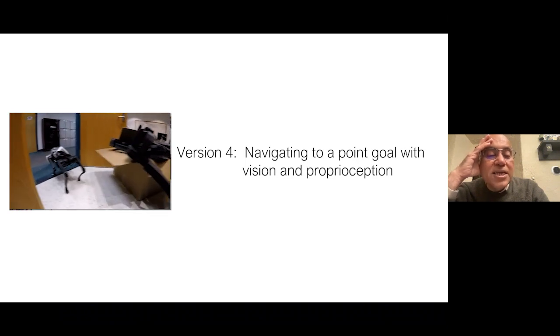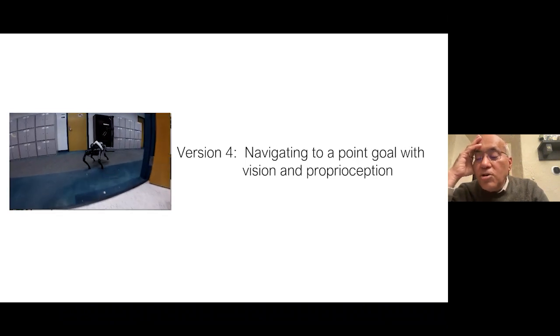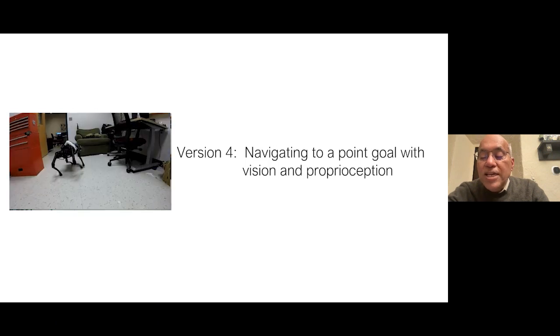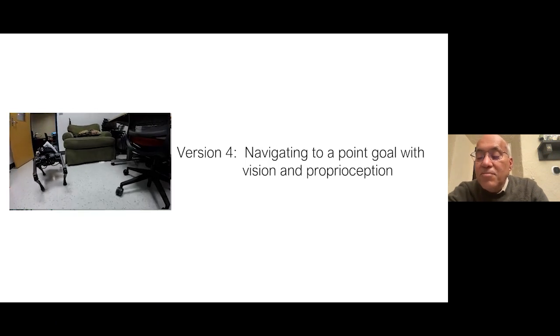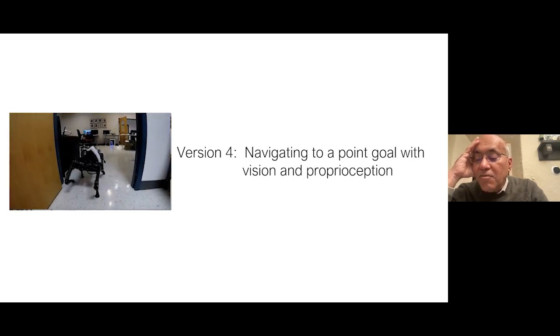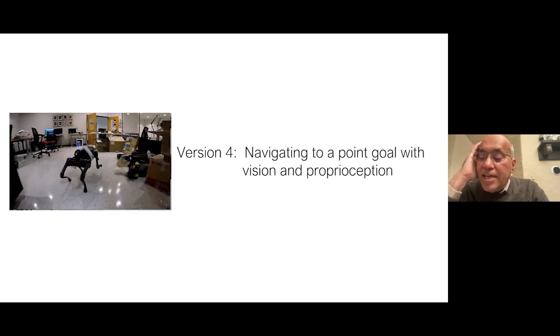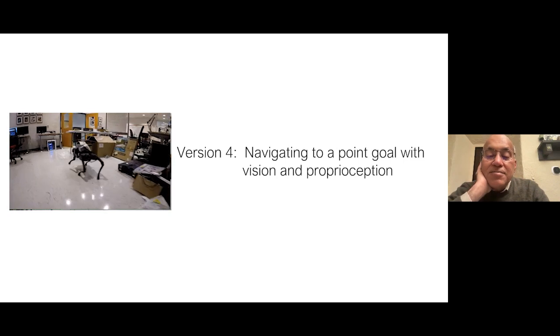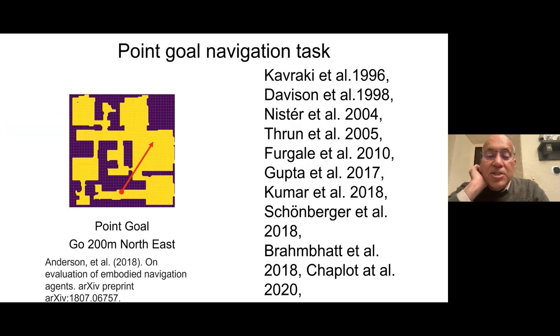So this robot has just been told, go northeast 57 meters. And it has to manage to do that while avoiding colliding with obstacles. So that's where vision is going to come in. So it's told a point goal, go 200 meters northeast.